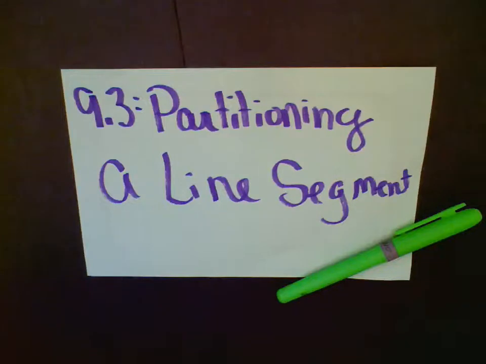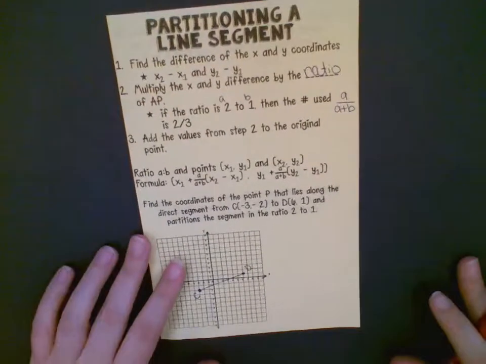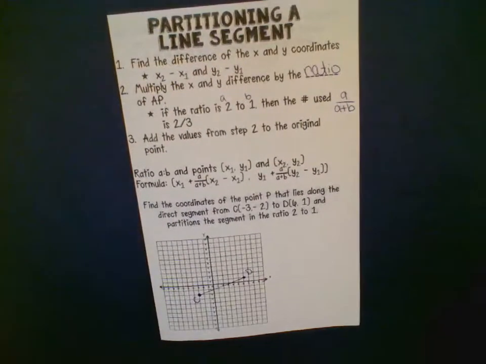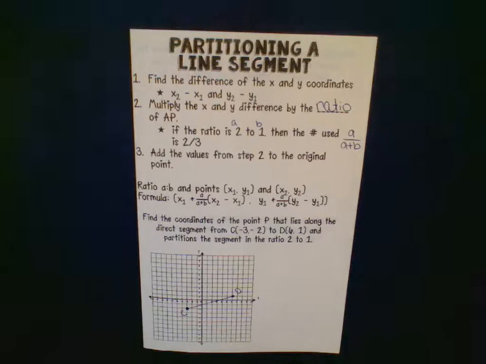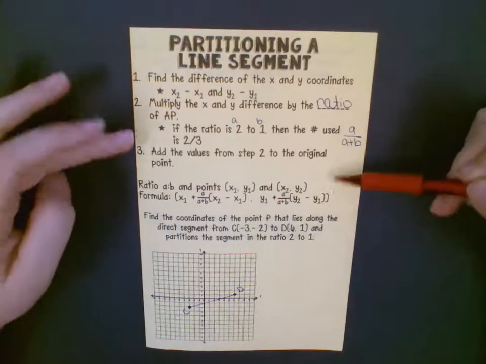Hi everyone, this is the video for how to partition a line segment. So in 9.1 we talked about how to find the midpoint of a line segment. This is kind of the same idea, except we're not exactly splitting our line in the middle. It's going to be some other ratio. So we have our steps here.